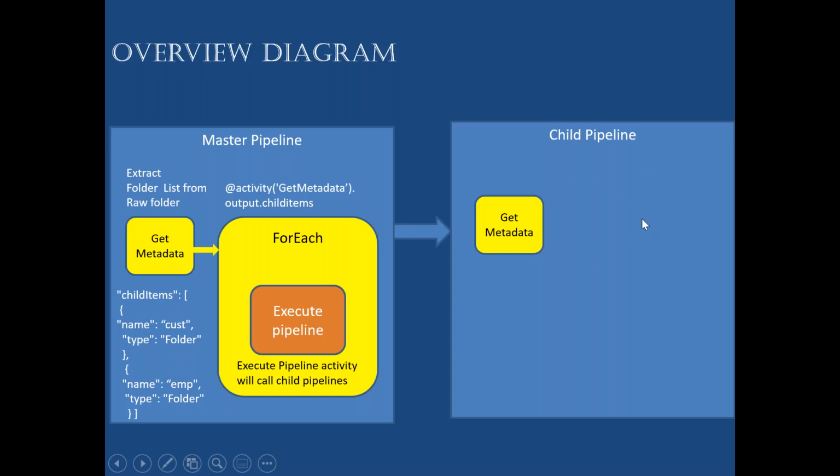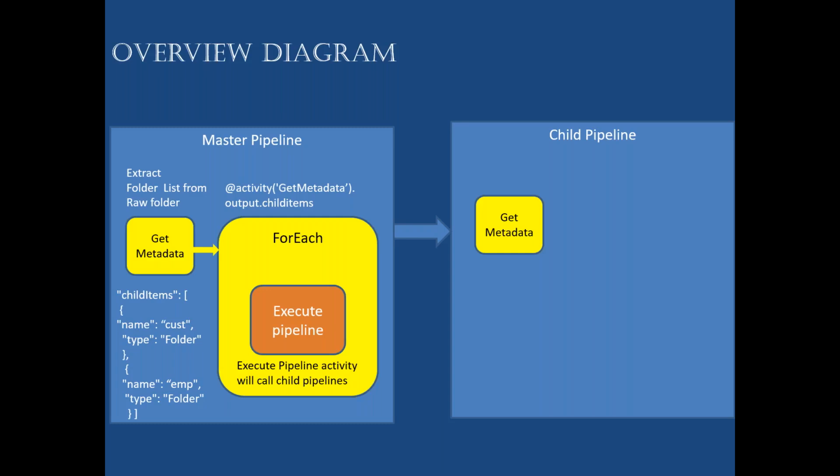How many times will this child pipeline be called? One time, sir. Two times as per the presentation. Let's go with the presentation, 2 times. In my general discussion it was 3 times, but let's not confuse ourselves; let's go simply with the presentation. In the presentation there are 2 items, so the execute pipeline activity will be called 2 times, which means the child pipeline will be called 2 times. All of you clear?